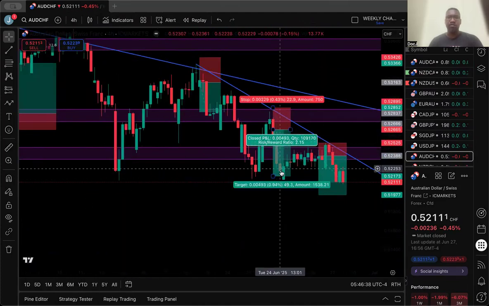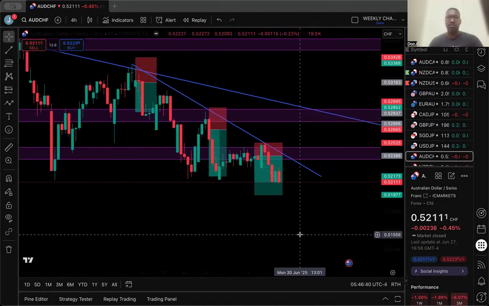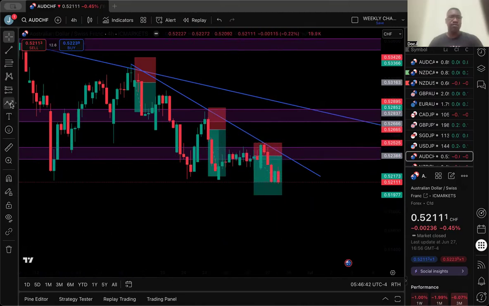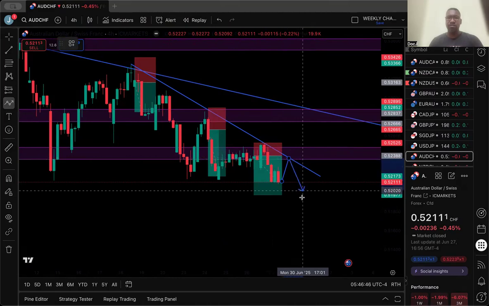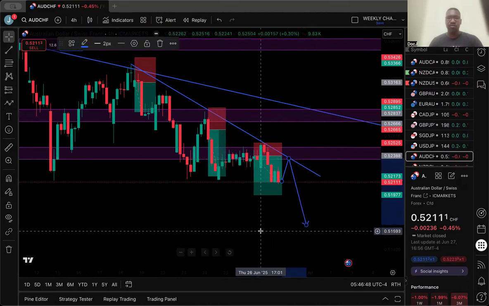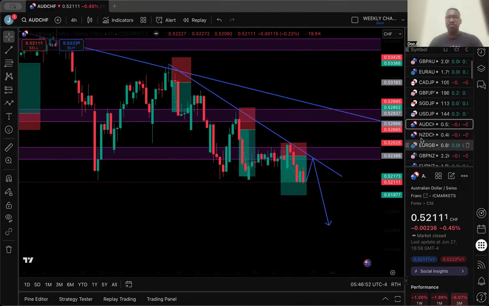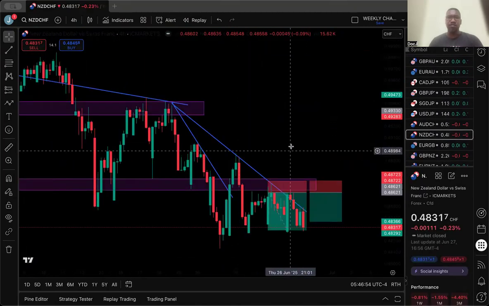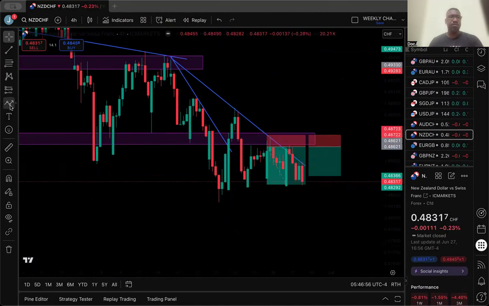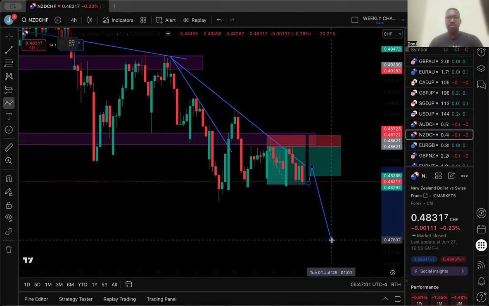Price just continued to sell and sell. So what I want to see here is for price to come back to this market and then just keep going. That would be a lovely sell. All right. You see the same here with NZD-CHF. Price to come back to the area and sell.